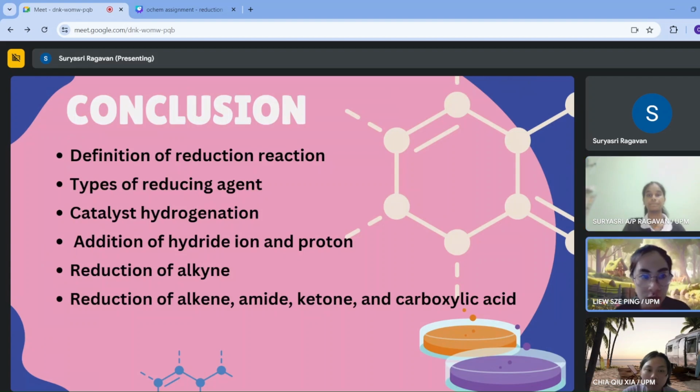In conclusion, our slides have included the definition of reduction reaction, the types of reducing agent, catalyst, hydrogenation, addition of hydride ion and proton, reduction of alkene, amide, ketone, and carboxylic acid.